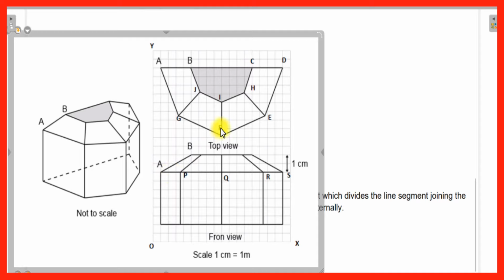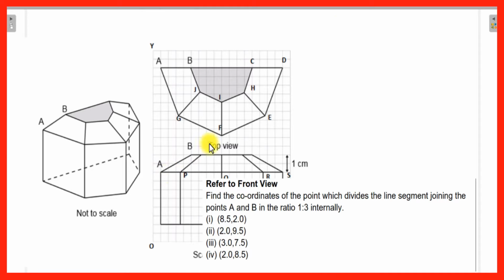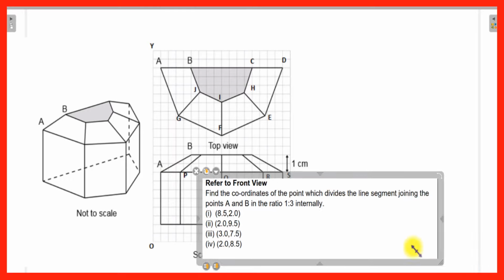Now try to understand what you mean by coordinates. X coordinate means what? It is the distance from the y-axis. And y coordinate means what? It is the distance from the x-axis.